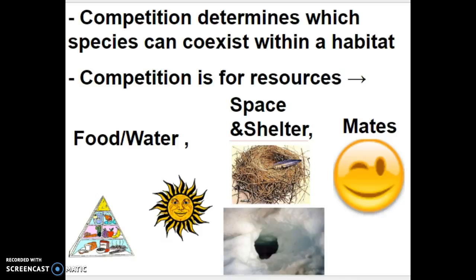So competition really determines who can coexist or live together within a habitat. Successful competition doesn't always mean that one species, or one population, is going to die off. Competition exists all the time in nature. Sometimes it's successful and other times it isn't. But competition is always for resources.